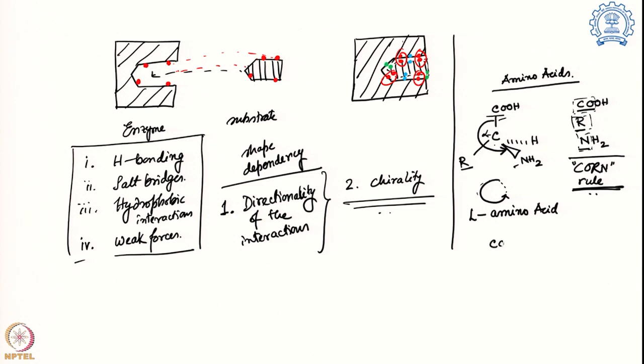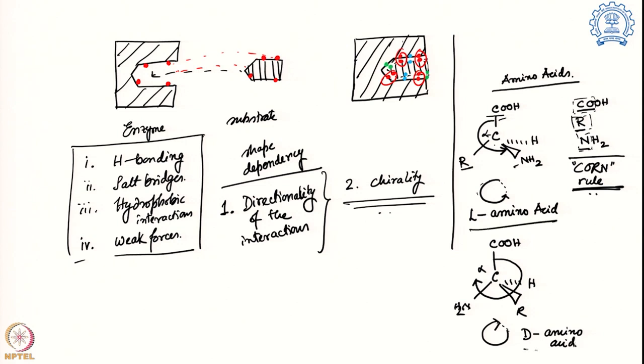Similarly, carboxylic acid of another alpha carbon, put the hydrogen on the back and now swap the places between amine and R group. And over here the CORN rule, you can say it is going the other direction. It is going from the right hand side, dextrorotatory. So that is why it is known as the D amino acid. So this is the L amino acid and this is the D amino acid.